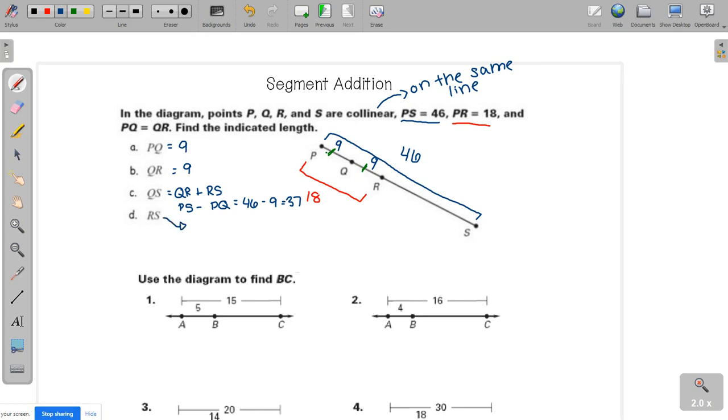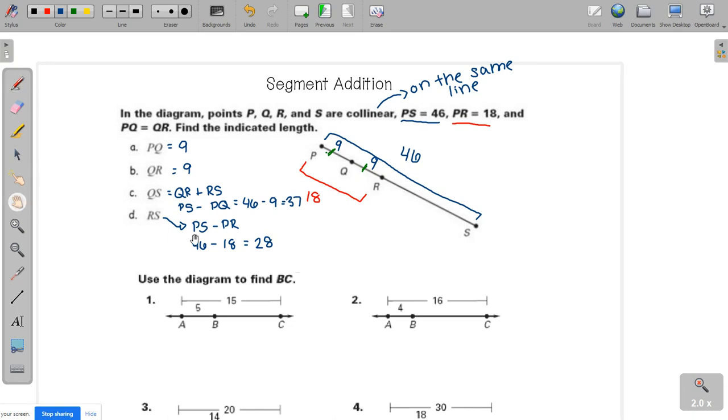Now let's look at RS. So we need from R to S. So we could take the full length PS and subtract PR. So the full length is 46, and we subtract PR, which is 18. That gives us the length of RS, which is 28.